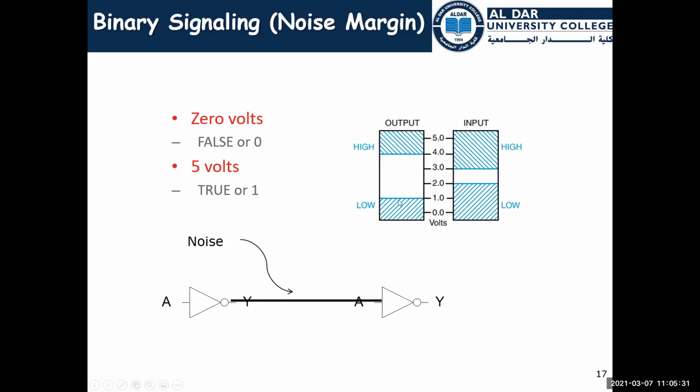Anything in the white area will be considered as low. So the tolerance of the noise in this one is better than the one on the right-hand side, because we will say the logic is high only if it passes 4 volts. If it is lower than 4 volts, it will be considered as 0. Okay.